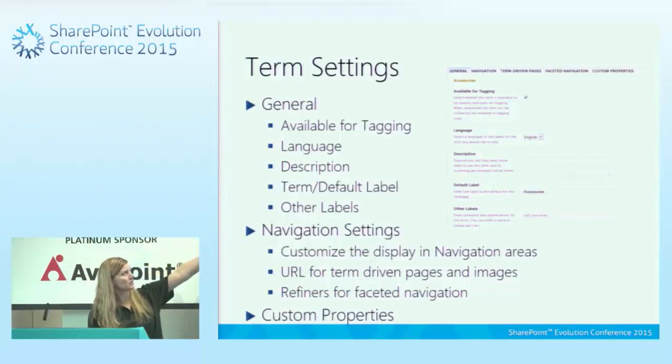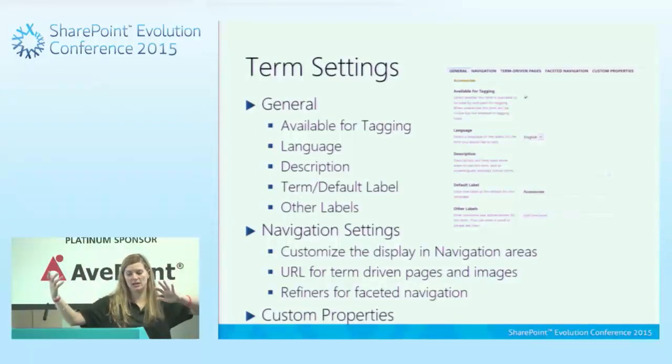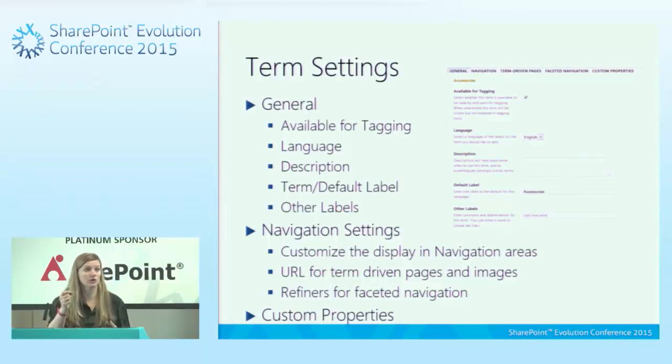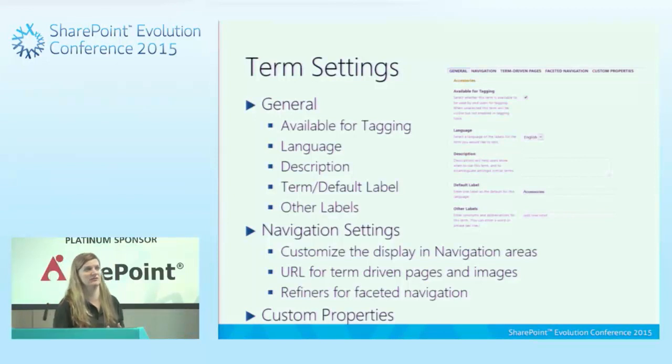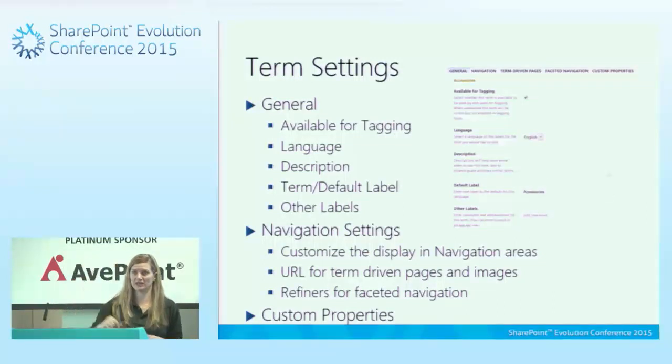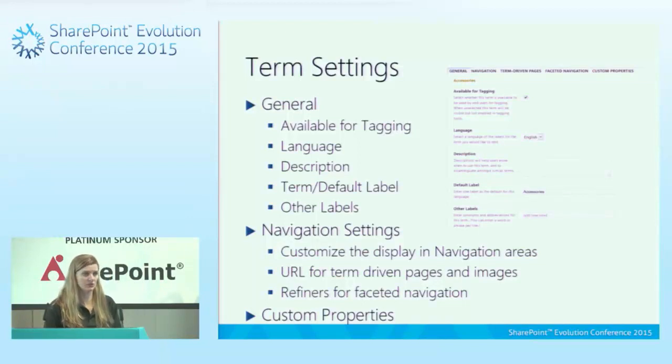All right, so in your term settings, you can see over here on the right, you get these tabs, and you can go through each tab and work with it. Now, navigation, if you've turned off at the term set the ability for it to be part of navigation, you won't get those. So it will just disappear from your view. You only get those if it's available for navigation. All right, so general settings, this is where you want to check that box or uncheck that box for available for tagging.